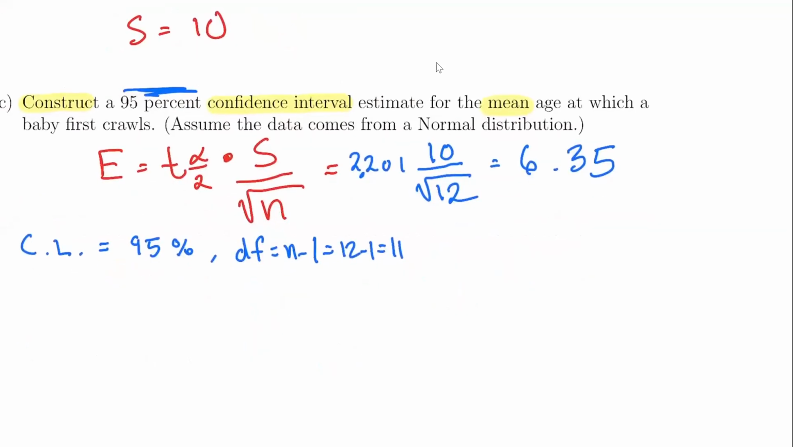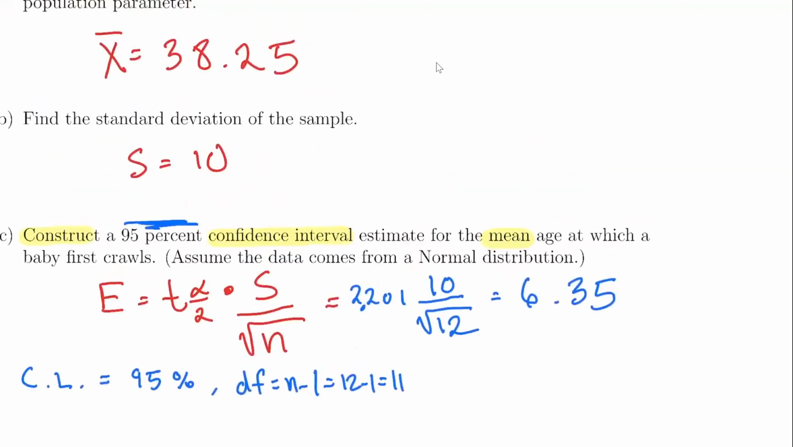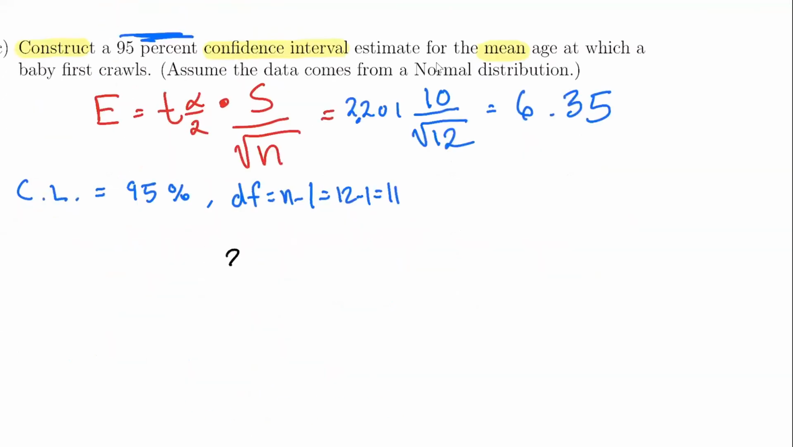All right, so the last thing we're going to do is say, was it 38? Yeah, 38.25 plus or minus 6.35. So just remember the plus or minus just means you're doing the operation twice. That means you have to subtract the margin of error, and you also have to add the margin of error.